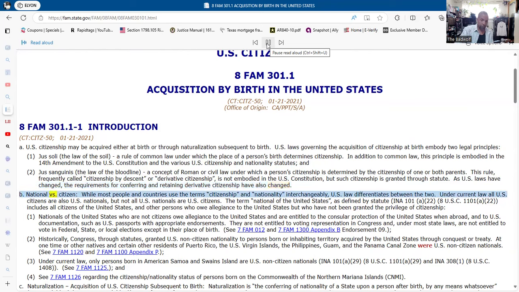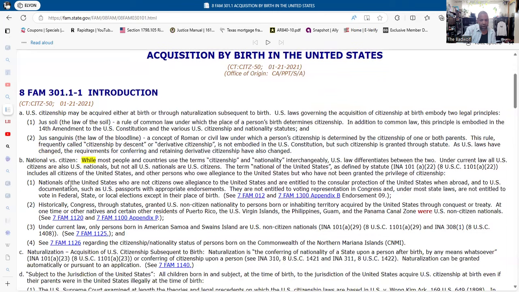B. National versus citizen. Okay, so now they're going to be talking about national versus citizen. All right, you guys ready? Let's go. Because now they're telling you right here, these are two separate things. And they wouldn't be talking about them if we didn't have access to them. So let's go.